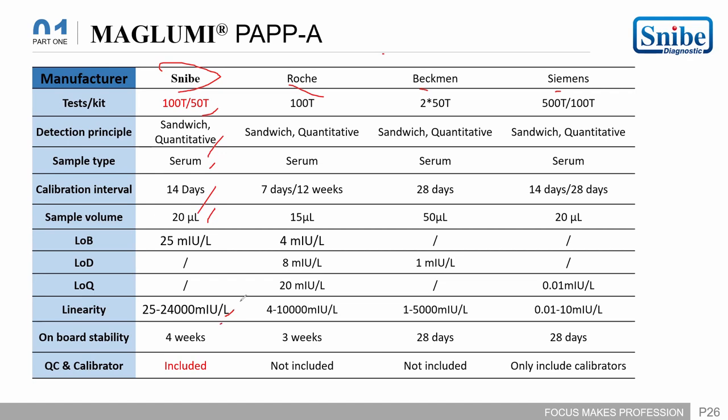So less sample dilution is required with the test kits. We can provide more patient reporting due to the broad measuring range of the SNIBE Maglumi PAPP-A assay. The onboard stability is in some cases better, and in some cases equally good as compared to the other competitors. And again, we have a very comprehensive solution for PAPP-A calibrators and controls from the SNIBE platform.